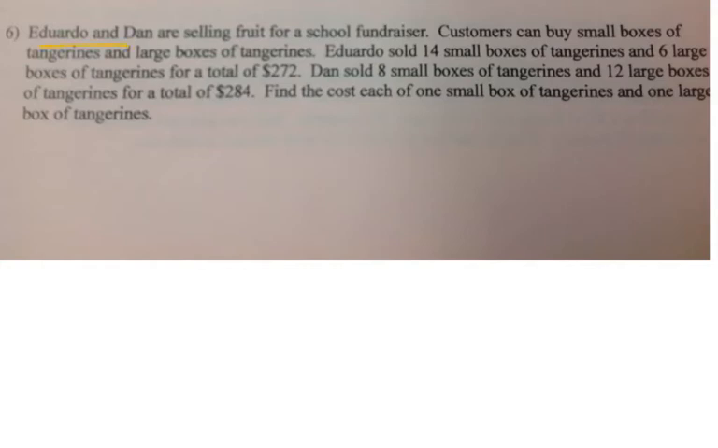We have Eduardo and Dan. They're selling fruit for a school fundraiser, and we notice they have small and large boxes. Eduardo did 14 small, 6 large, a total of 272. So I'm going to simply say 14S, S for small boxes, plus 6L, L for large boxes, equals 272. It also says Dan did 8 small, 12 large.